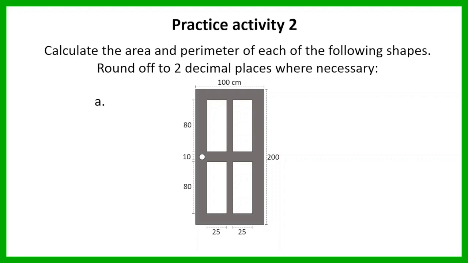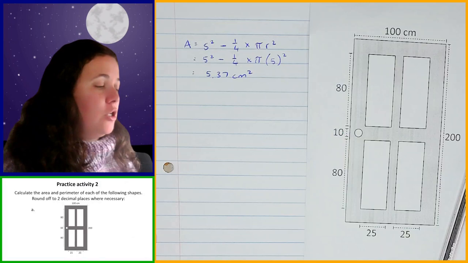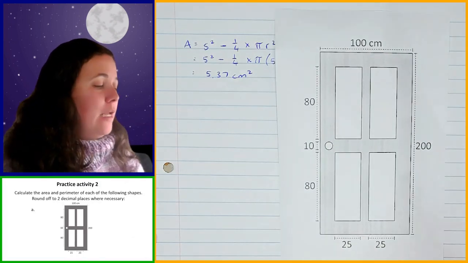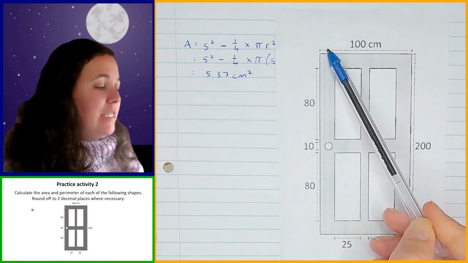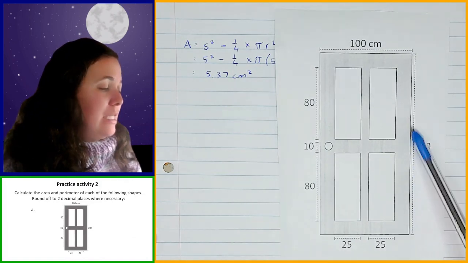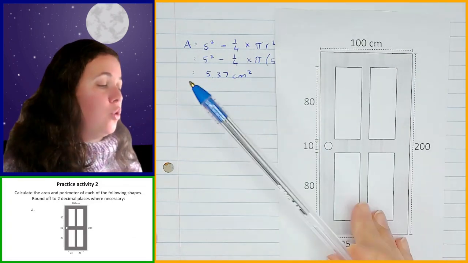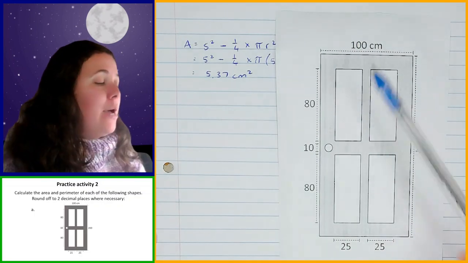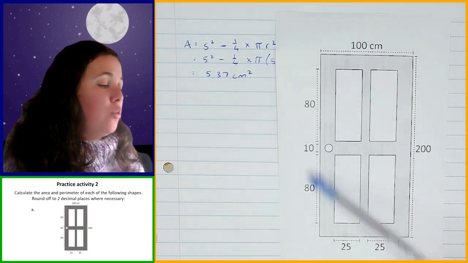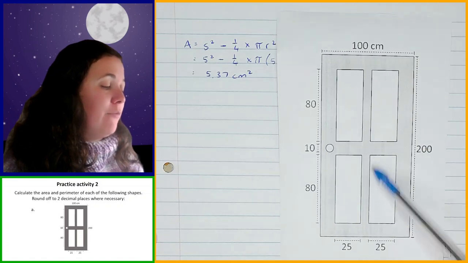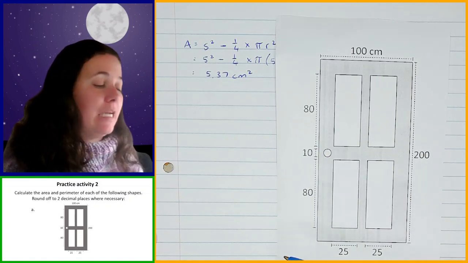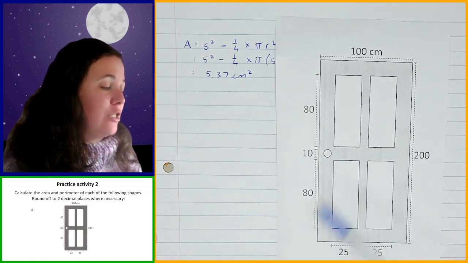Okay, so let's go through that example. Here we've got our door. We've been told that this is 100 centimeters and this is 200 centimeters. So the total door, if nothing was cut out of it, would just be 100 by 200. But we have to work out what is left after the windows have been cut out and after the door handle hole has been cut out over there.